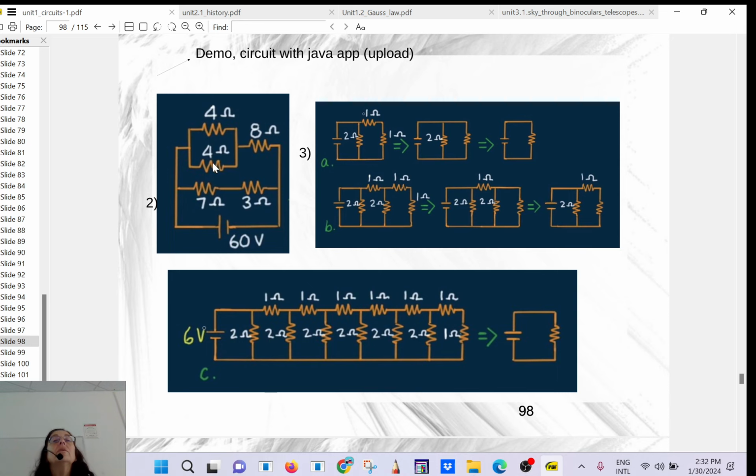So 4 and 4 in parallel. How much is that? 2. Very good. And then I have a 2 and the 8. How much is that? 10. So I have 10 here. And 7 and 3 is 10. So I have a 10 and a 10 in parallel. So that's going to be 5. Very good. Okay. And then if you want to find how much current is drained, you do 60 divided by 5. Well, 12 amps.